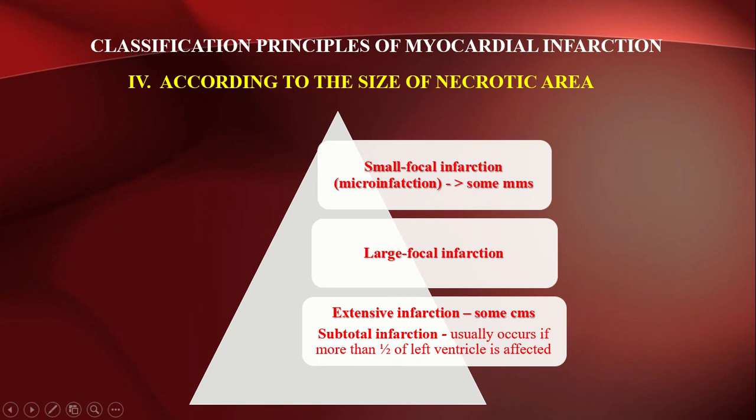And the fourth principle is according to the size of the necrotic area. We classify three types. The first, the small focal infarction or microinfarction. The size of the necrotic area is less than some millimeters. Then large focal infarction and extensive infarction. The size of the necrotic area sometimes can reach some centimeters. But subtotal infarction usually occurs if more than half of the left ventricle is affected.